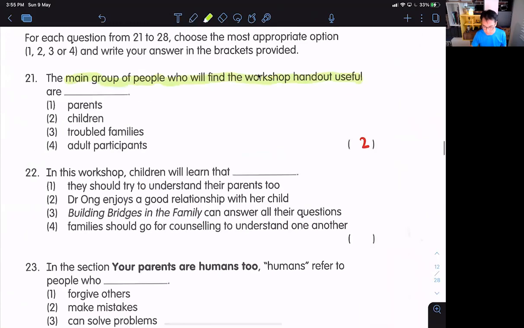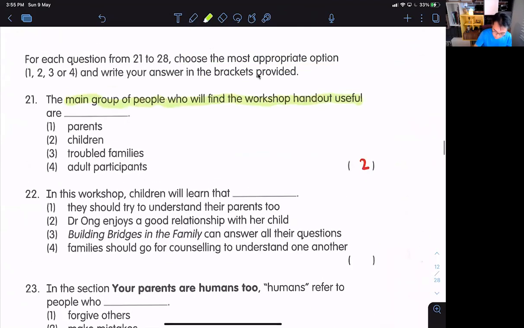Very good. Question 22: in this workshop, children will learn that they should try to understand their parents too. That's true. Dr. Ong enjoys a good relationship with a child? No, that's not true. We don't know that. Building Bridges in a Family can answer all their questions? No, that's not true either. Families should go for counseling to understand one another? No, that's not entirely true.